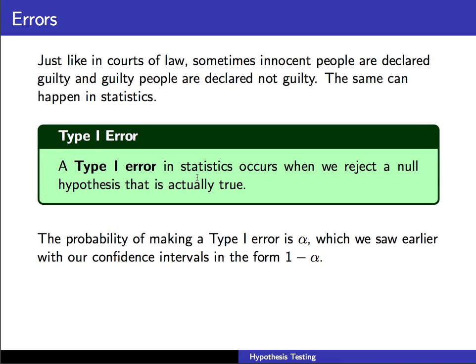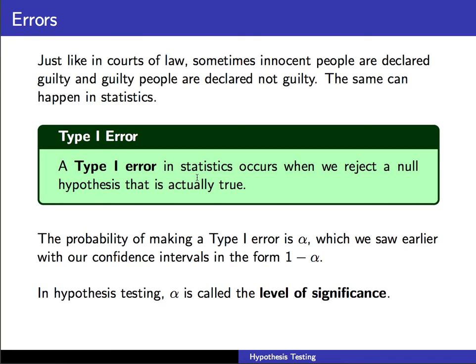The probability of making a type 1 error is given as alpha, which we saw earlier with our confidence intervals in the form 1 minus alpha. We're going to use a lot of common values that relate to our confidence interval values as well. 5% is a common one. But in hypothesis testing, alpha is called the level of significance or the significance level. When we get into hypothesis testing in a couple of videos, you'll see at this level of significance, at the 5% or 10% or 1 or 2% or whatever, usually we stick to 10% or less for our value of alpha.